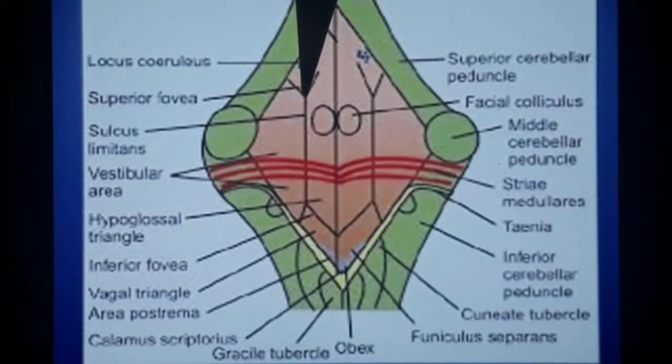So above the superior fovea, you can see a bluish grey area which is known as locus ceruleus. This locus ceruleus contains melanin pigment containing cells known as substantia ferruginea.